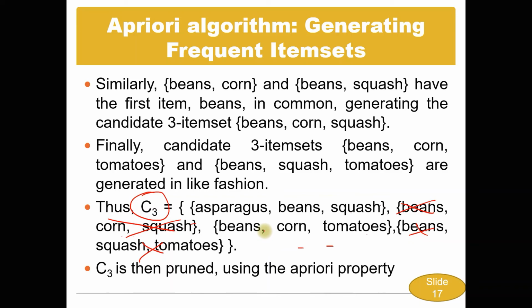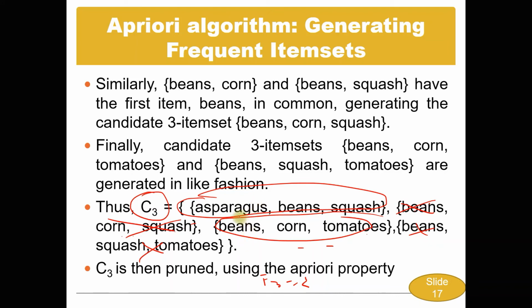But the next step now is just to count these 2 sets. How many times do they occur together? How many times does asparagus, bean, and squash occur together? And how many times does bean, corn, and tomato occur together? So we have just pruned 2 possible item sets using the a priori. Now we need to still confirm which one will be part of F3. Will it be these 2 together, or will it be only one of them?